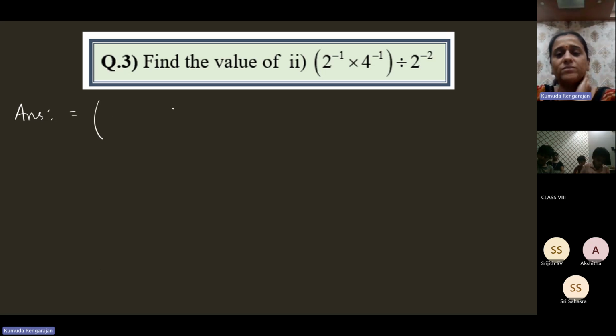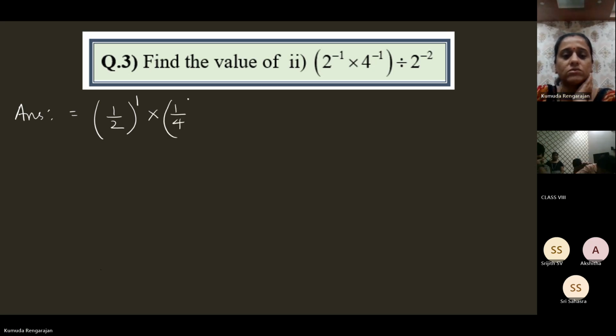So he's written 2 to the power minus 1 as 1 by 2, which is right, because the equivalent is the reciprocal of the base, negative of the power, into 1 by 4. Okay. Yeah, 1 second. And then what he's done is division becomes multiplication, right?